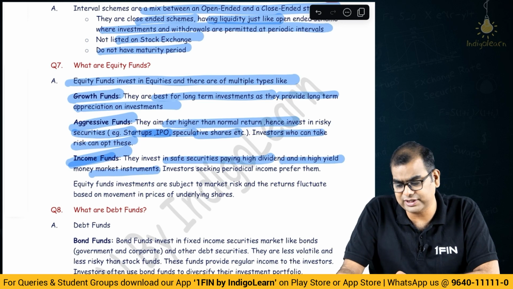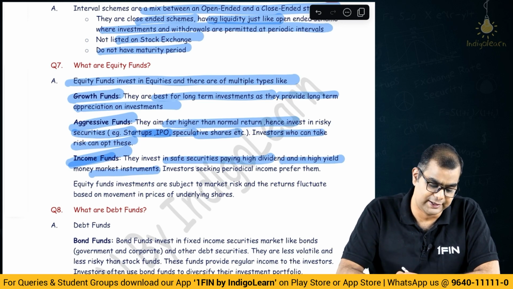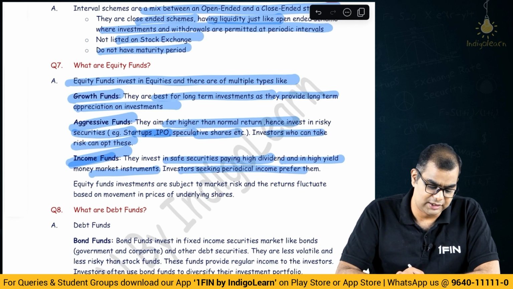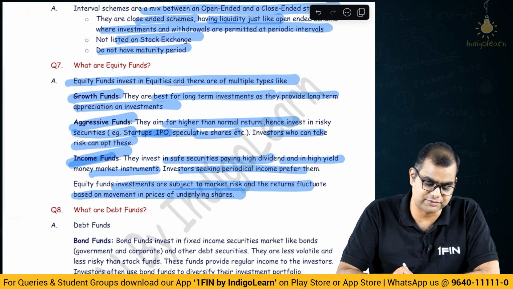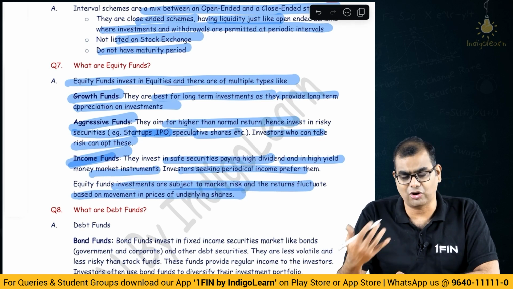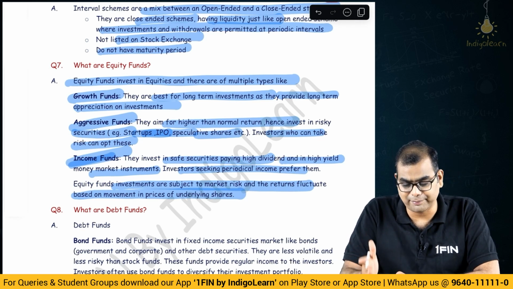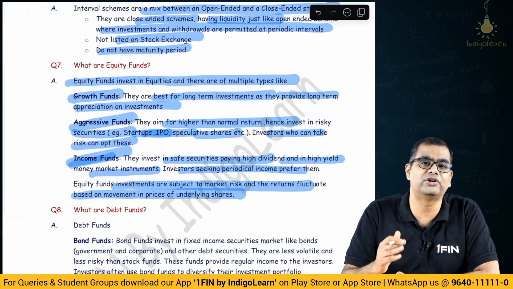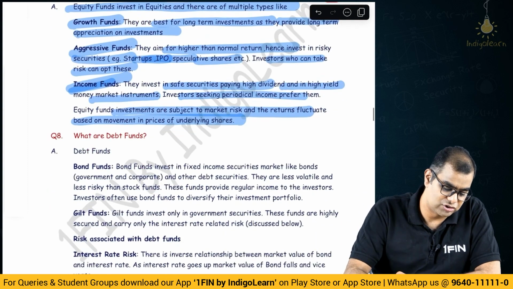So they invest in equities as well as money market instruments which have high yield. Investors seeking periodical return prefer them. Obviously, there is someone who wants income, periodical income. Equity funds investments are subject to market risk and returns fluctuate based on investment in price of underlying shares. So all the equity funds' market price depends on the prices of the underlying shares or underlying securities where they have actually invested. So these are equity funds.